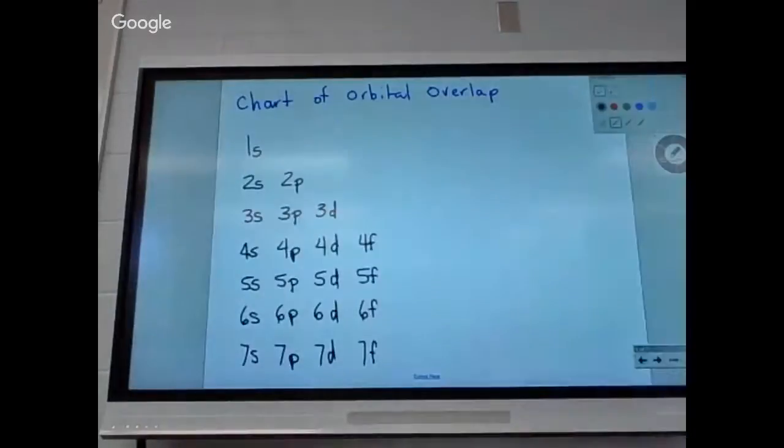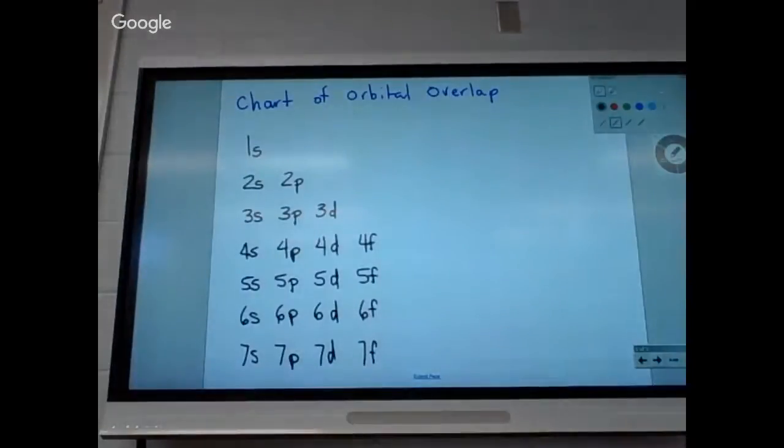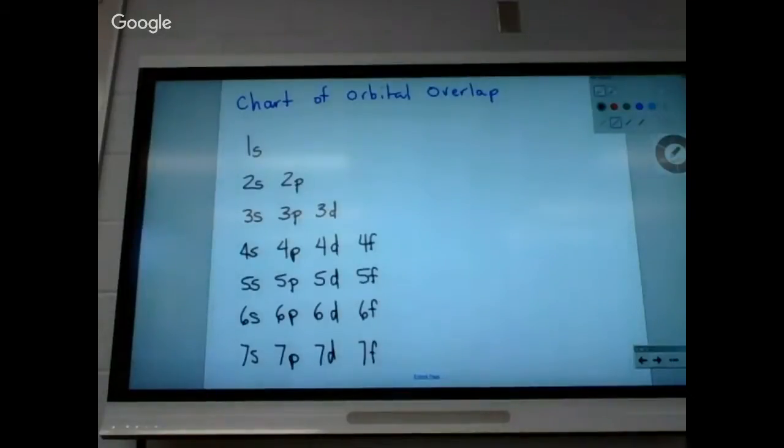So, the first row is 1 through what? 7, and what letter? The second row is 2 through 7, and what letter? The third row is 3 through 7, and what letter? And the fourth row is 4 through 7, and what letter? Can you remember that? Yes.